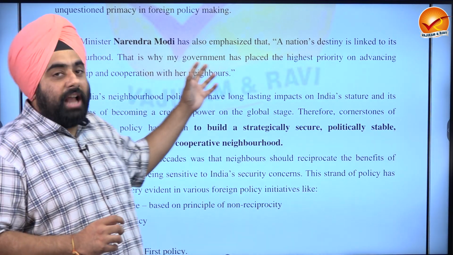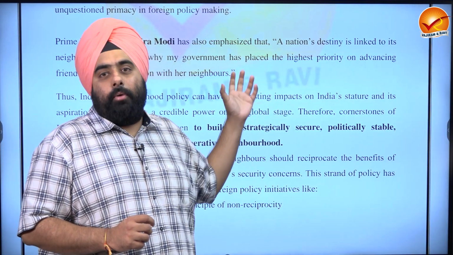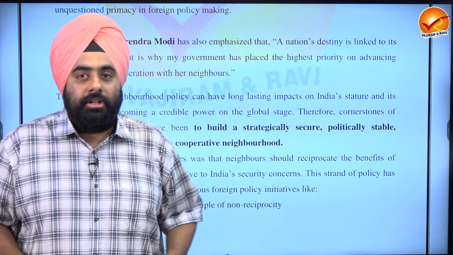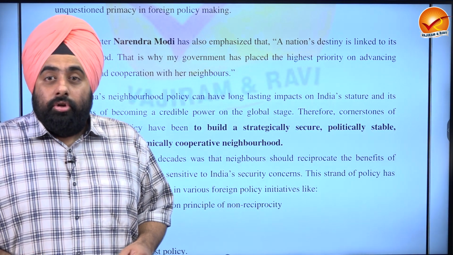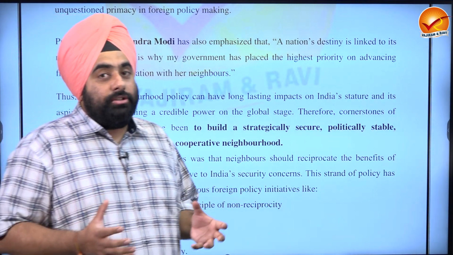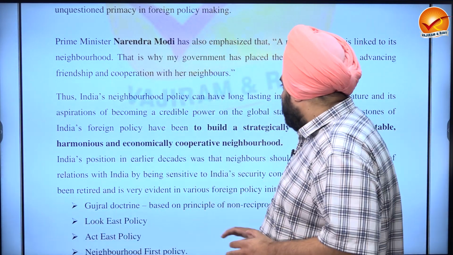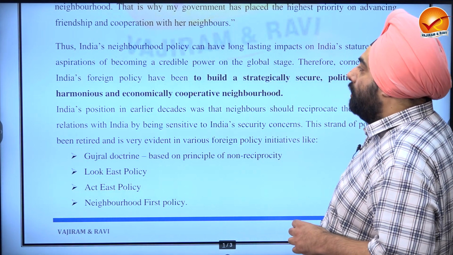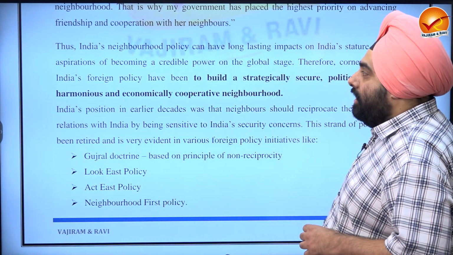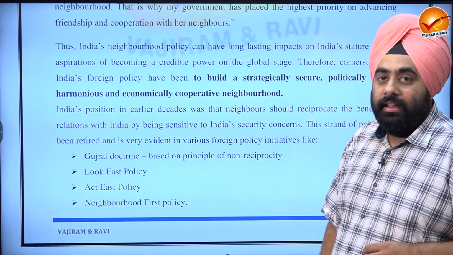Therefore, he says that this government, Prime Minister Modi's government, has been giving a lot of priority and importance to developing good cordial ties with its neighboring countries, which we will study in this handout also. So this is how you can understand the relevance of India's neighborhood in its foreign policy making. There is no doubt that India's neighborhood policy will have a long-lasting impact on India's global stature and can help India become a credible global power.